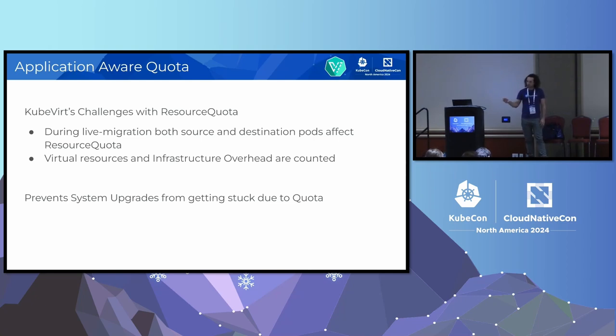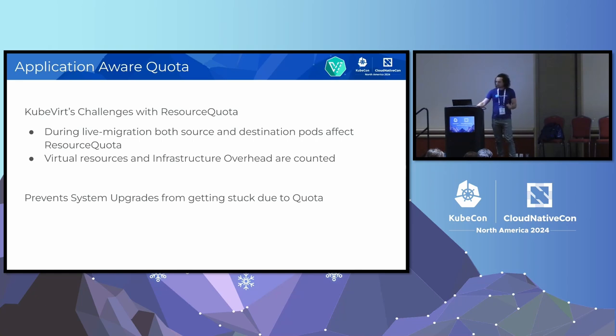Another problem that it solves for us is related to the fact that other virtualization platforms, they bill their users only for the virtual resources that they consume. And all the infrastructure overhead that is effectively being introduced by the virtualization stack itself, it's being ignored and has nothing to do with the user. In KubeVirt, we cannot simply ignore this overhead, and we must list it, and it's being counted towards the user quota. So this operator solves this problem for us.